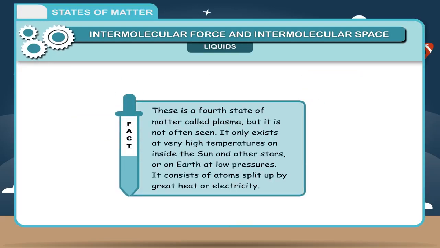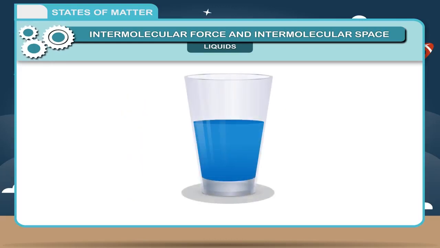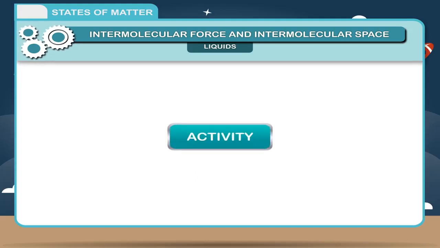Fact: there is a 4th state of matter called plasma, but it is not often seen. It only exists at very high temperatures, inside the sun and other stars, or on Earth at low pressures. It consists of atoms split up by great heat or electricity. Thus, any material which has a definite volume but no definite shape and has one free surface is called a liquid.